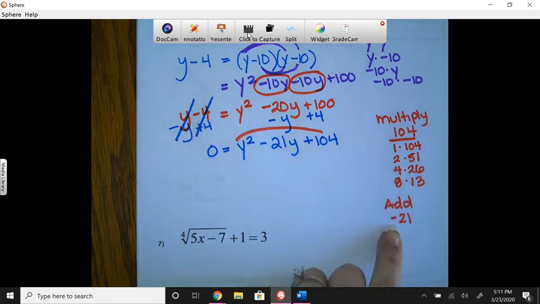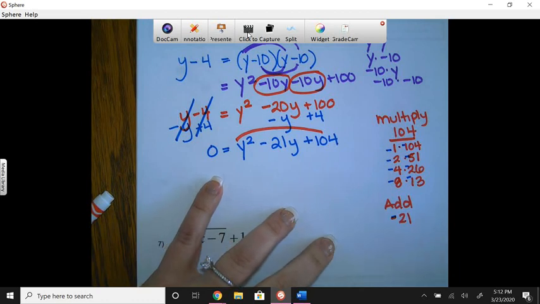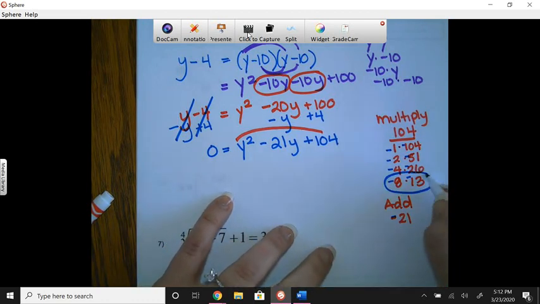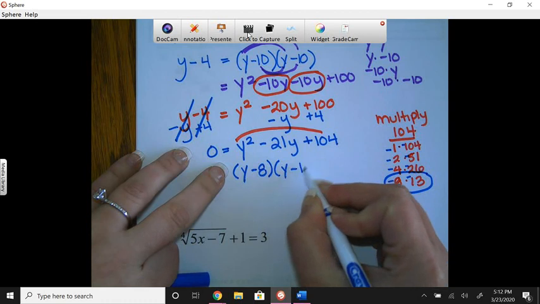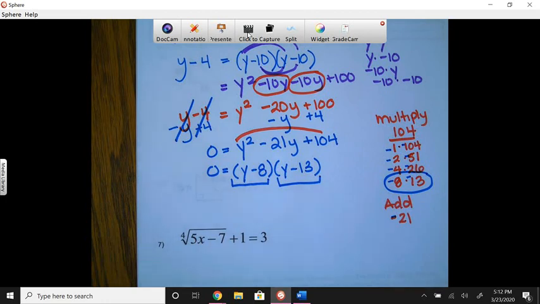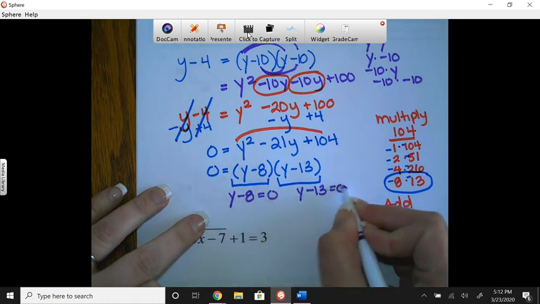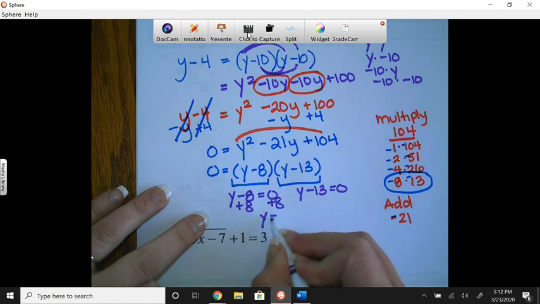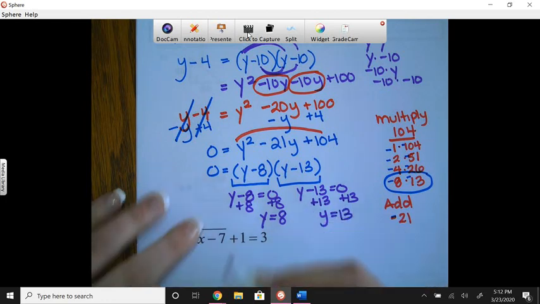We know that it has to add to a negative, so we know the bigger number has to be negative since this is negative. But because it has to multiply to a positive, we know that a negative times a negative is a positive. So that's how we know both of them are negative, and these two numbers would work. So we're going to have y minus 8 and y minus 13. And then we set each factor equal to 0, and keep solving, and we would get y equals 8 and y equals 13.